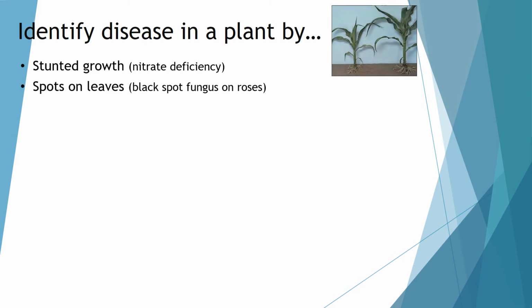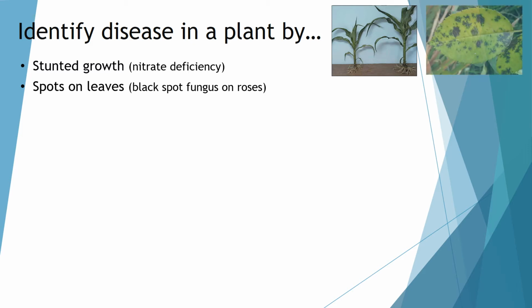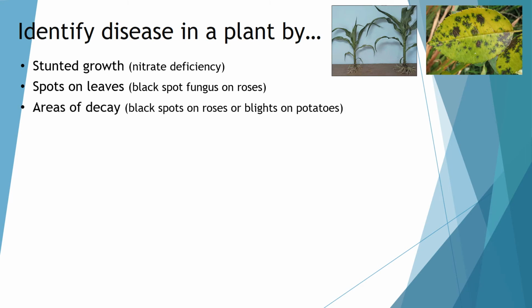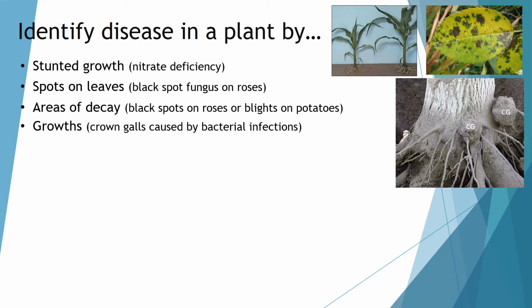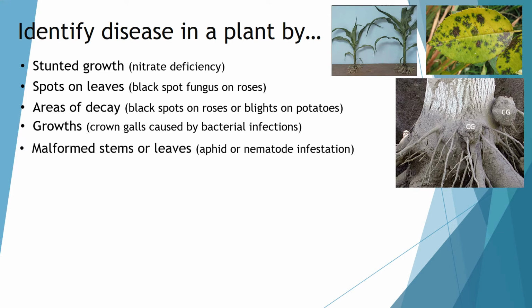So spots on a leaf normally suggest a fungus like black spot fungus on roses. I was trying to say black spot roses and I said blues. So there's a good picture of that one there. Any areas of decay, so black spots or blight on potatoes, is quite a common way of identifying a plant disease. Galls are caused by bacterial infection. I can't remember the Latin name for that at this very second.